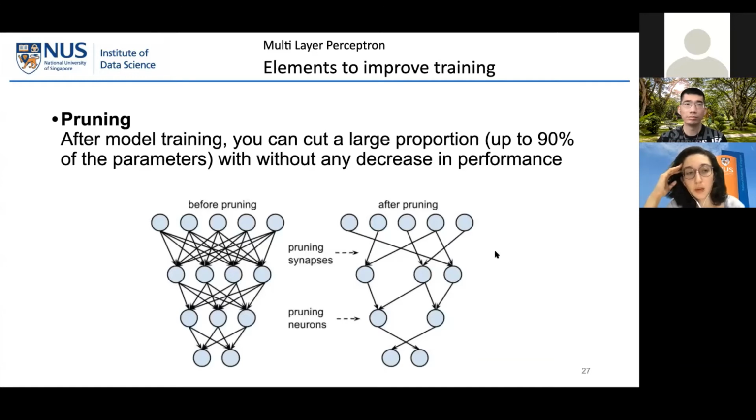Maybe one last element is pruning. So this actually is not during training, but after training. So this is an overview of your multi-layer perceptron, for instance, before pruning. So you see that each node is connected to every node of the previous layer.